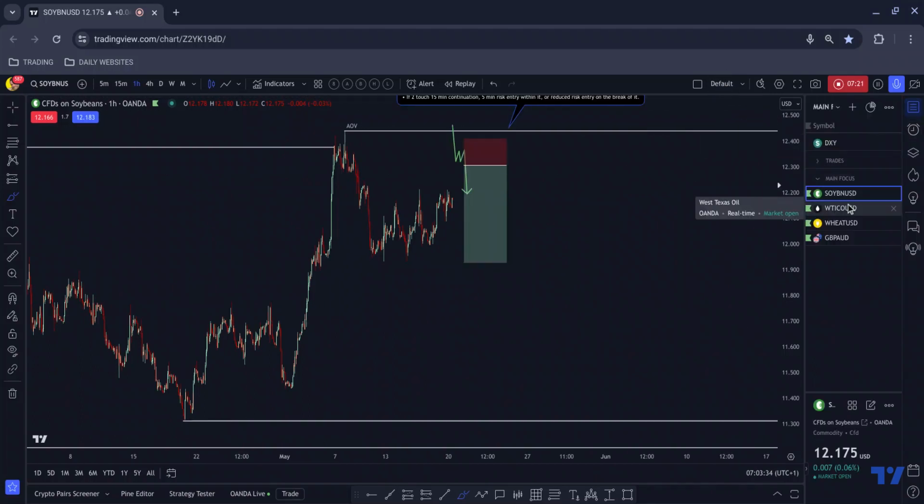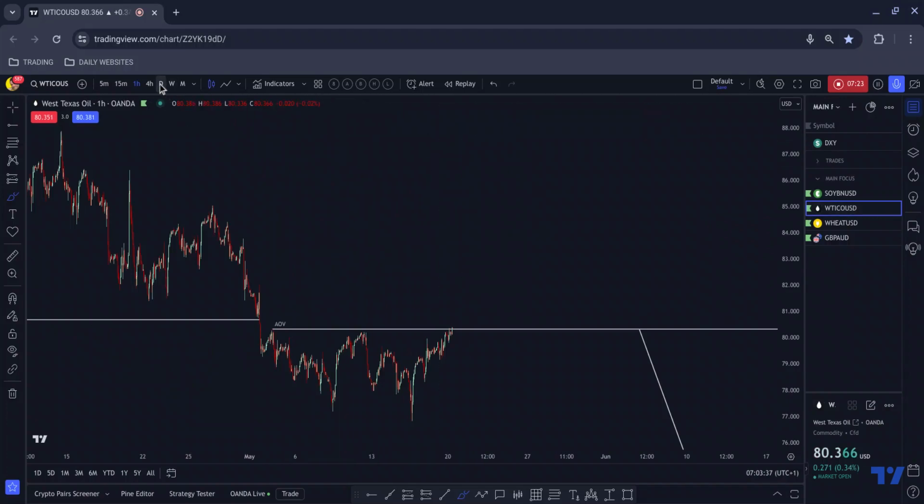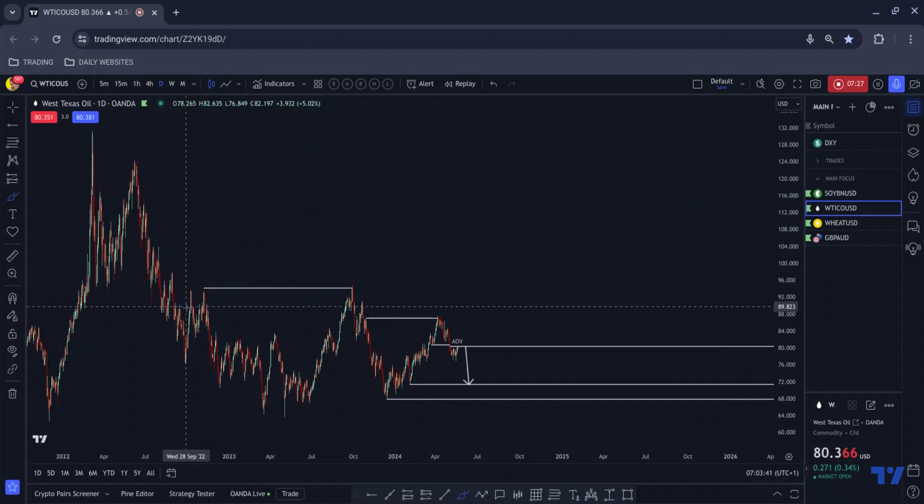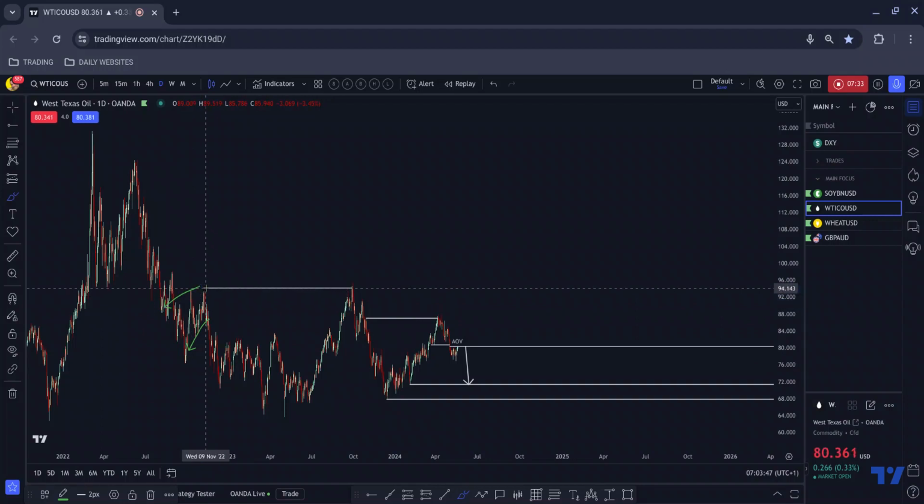So West Texas oil is the next one. On this one, you can see that we've tapped into this area here where we kind of have this structure. We tap into there. I'm not surprised that we sold off from there because there was a big sell-off from there last time around. We tap into it, break just above. We push down, correct, and then we have the continuation, okay, confirming the move to the downside.